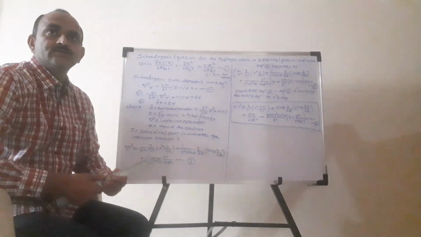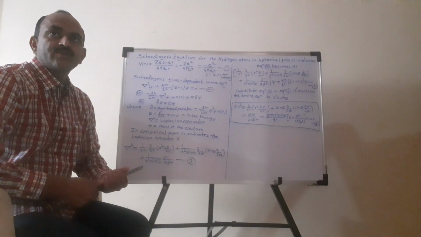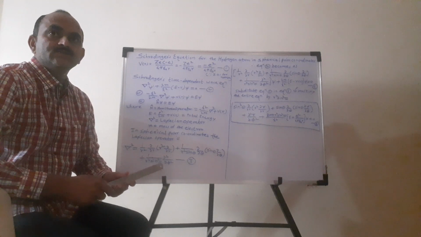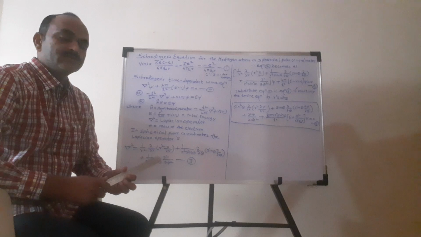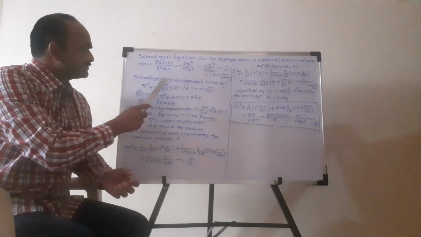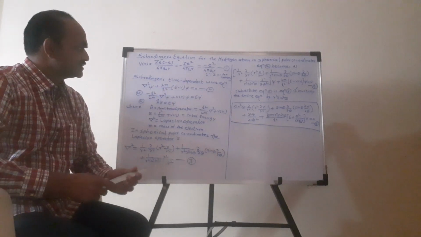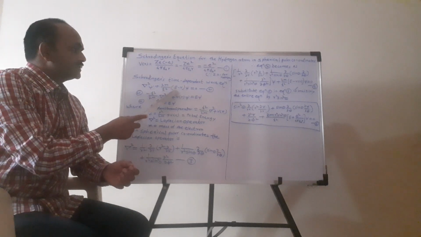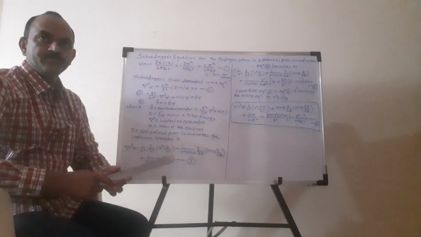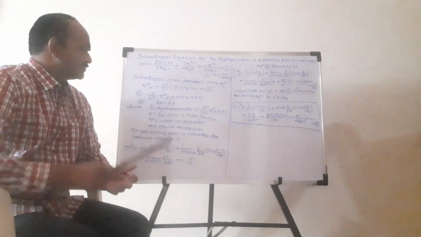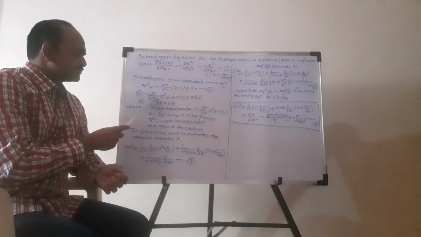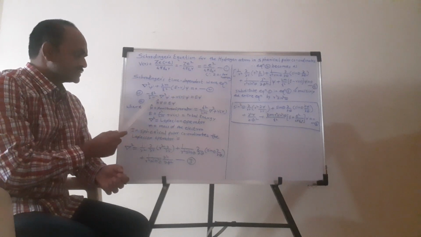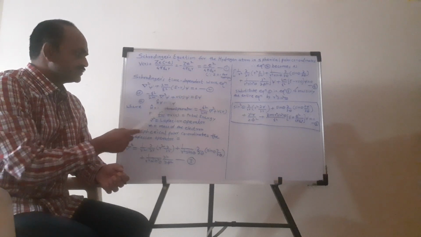Then the Schrodinger's equation for the wave function, that is, Schrodinger's time independent wave equation, is del square psi plus 2m upon h cross square, E minus V, psi equal to 0, or minus h cross square upon 2m del square psi plus V of r psi equal to E psi, or H cap psi equal to E psi.